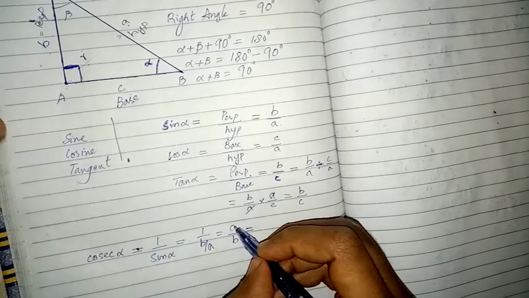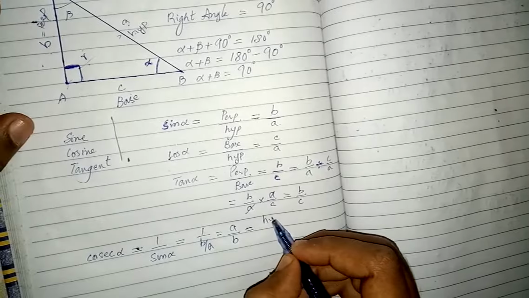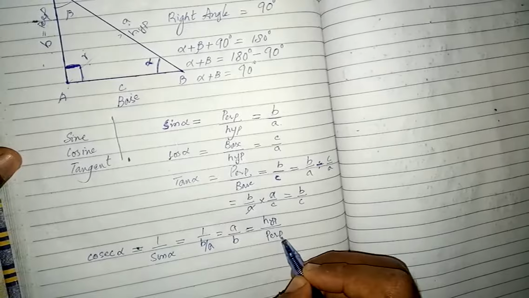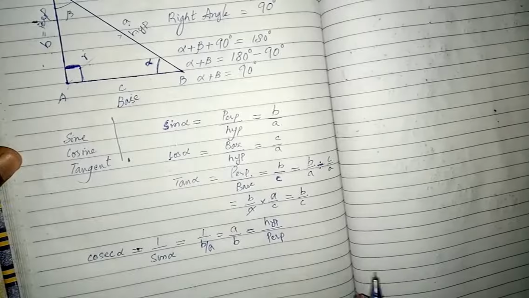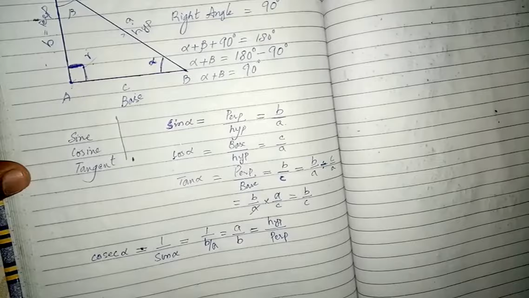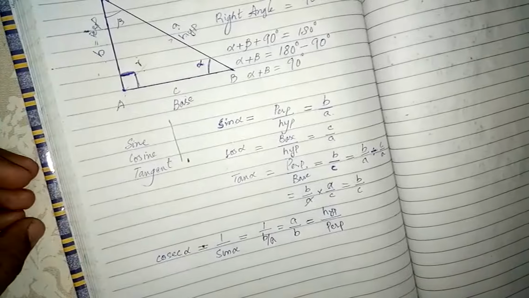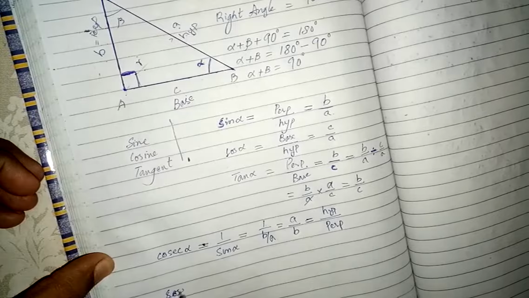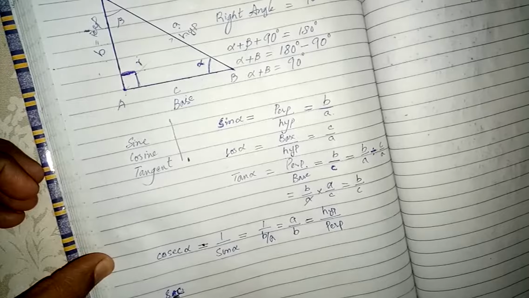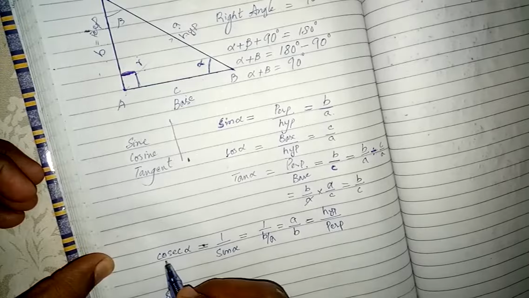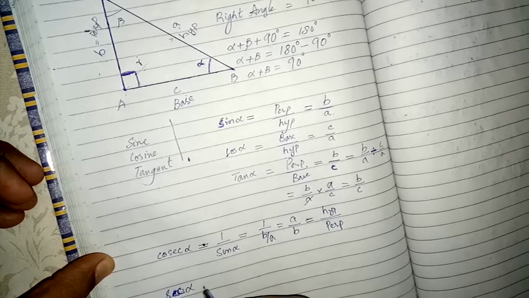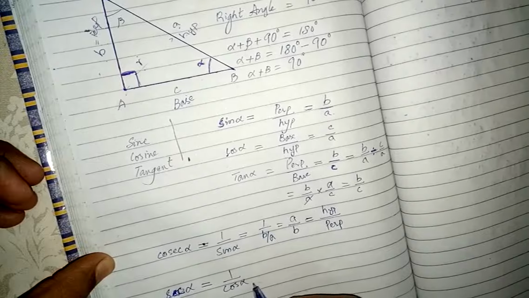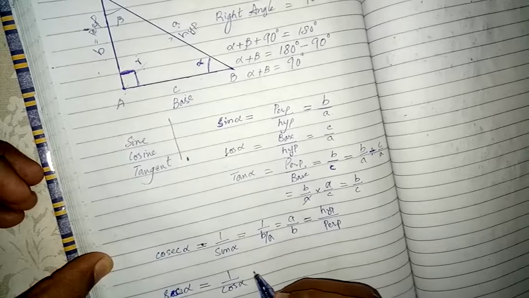A is hypotenuse over B is the perpendicular. Hypotenuse over perpendicular is the cosec alpha. There is another trigonometric ratio which is sec alpha, SEC, which is called secant. Secant alpha or sec alpha is 1 over cos alpha.